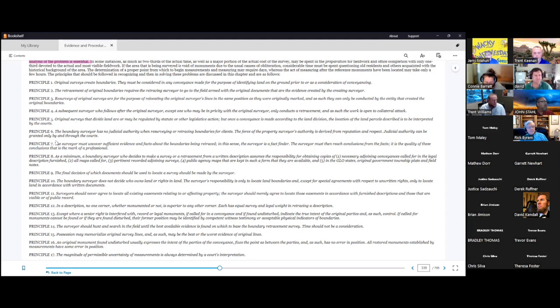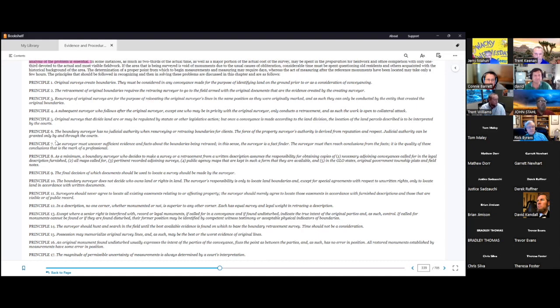Principle 1, original surveys create boundaries. They must be considered in any conveyance made for the purpose of identifying land on the ground prior to or as a consideration of conveyancing. Principle 3, the retracement of original boundaries requires the retracing surveyor to go to the field armed with the original documents that are the evidence created by the creating surveyor.